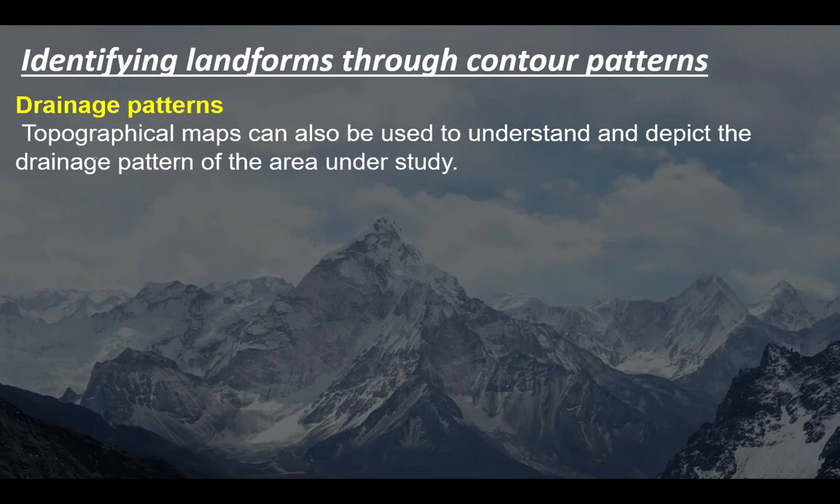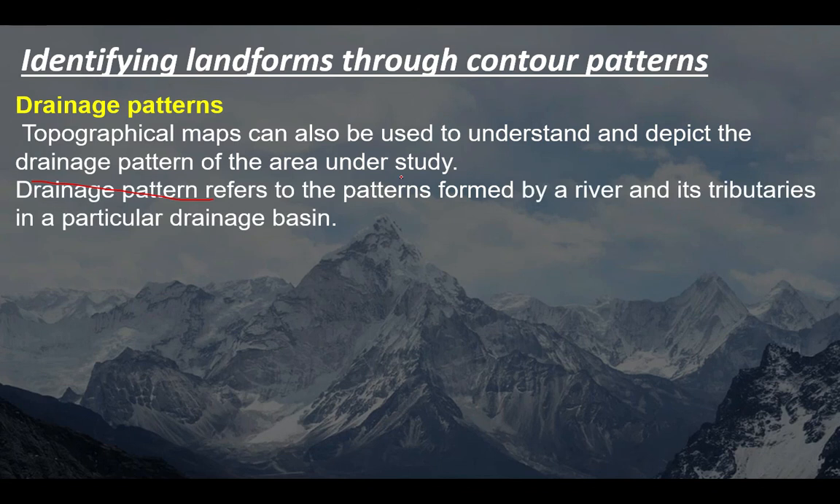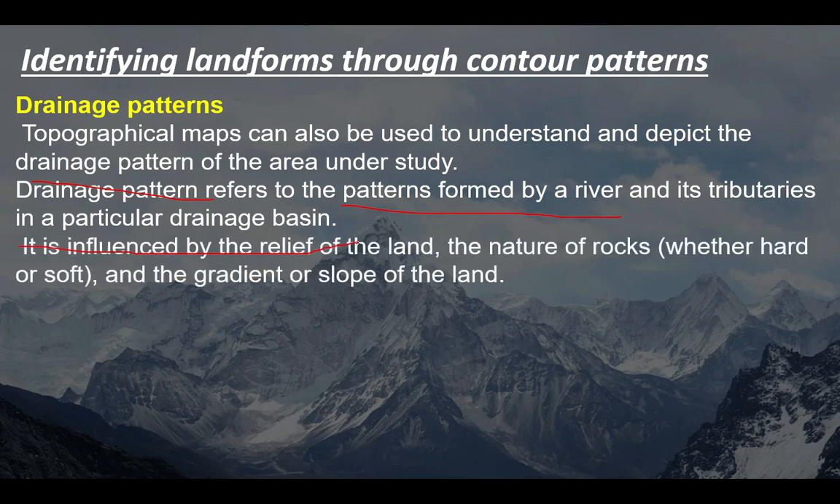Okay. Next, drainage patterns. Topographical maps can also be used to understand the type of drainage pattern in the area under study. Okay, what are the types of drainage? Before that, drainage pattern refers to the patterns formed by a river and its tributaries in a particular drainage basin. It is influenced by the relief of the land, the nature of the rocks, and the gradient or slope of the land.